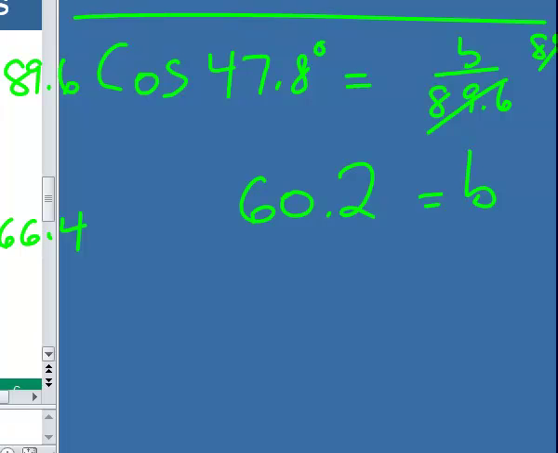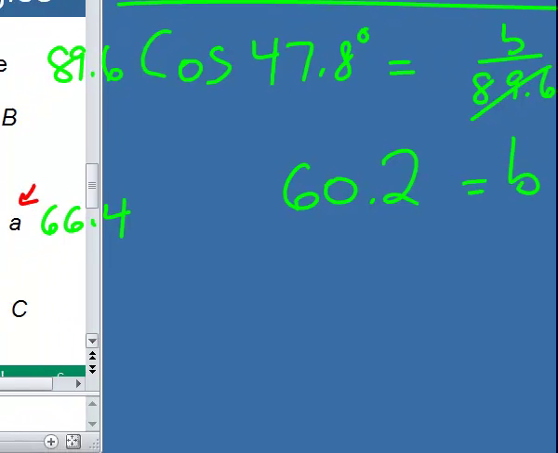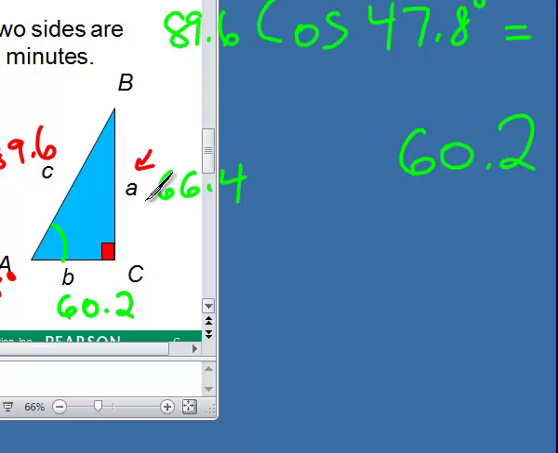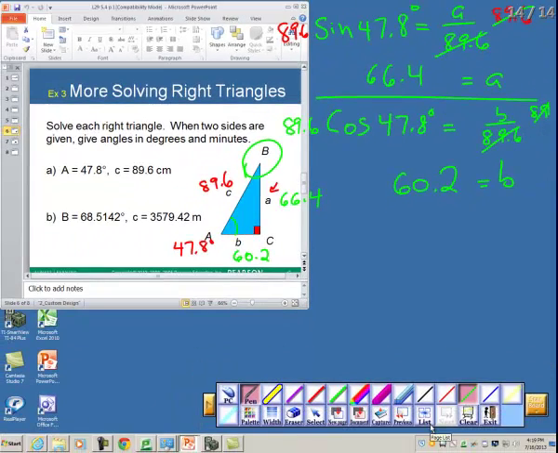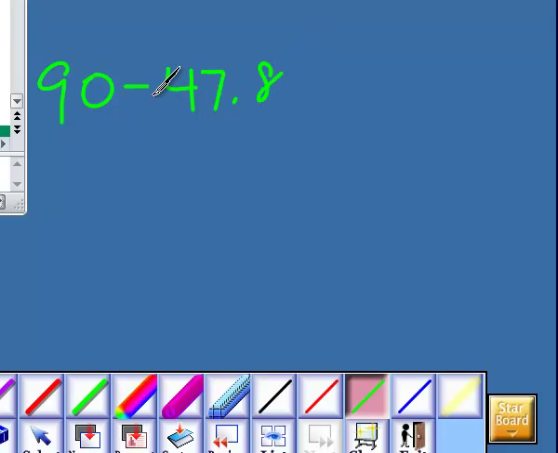All right, how do we get angle B? So we got side B is 60.2. Side A is 66.4. We have side C already, we were given that. Now we need to find angle B. How do we find that? Dylan? Right. 90 minus 47.8, and we get 42.2.